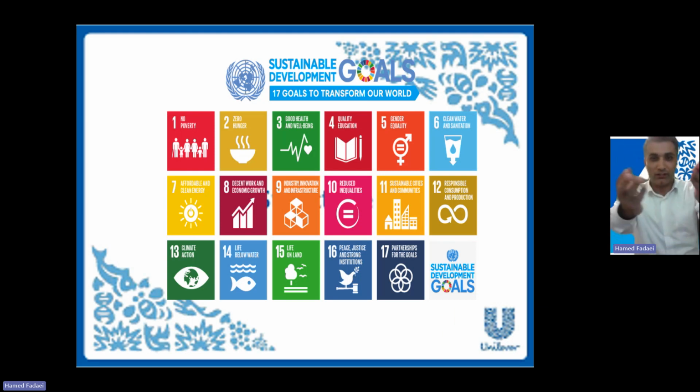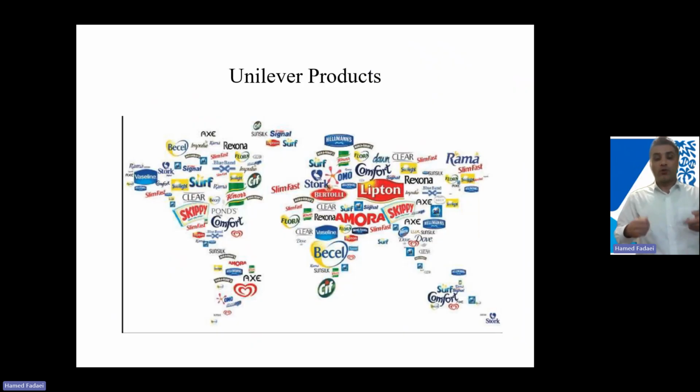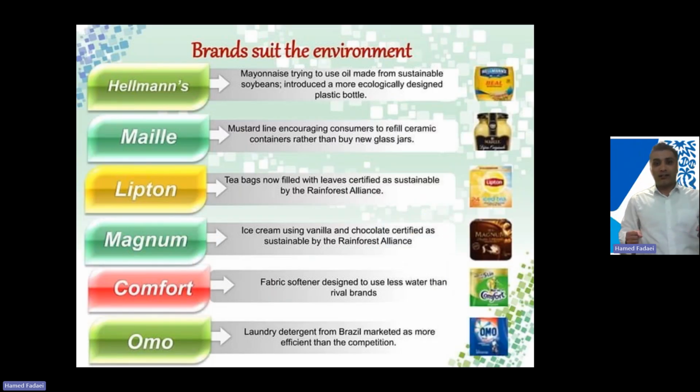And you will see that here on the screen. And then I'm going to talk about the Unilever products. You will see a bunch of products here: Lux, Lipton, Rama, and Pepsodent and Vaseline here, and Comfort and Clear. They produce lots of products here, and lots of companies here. And brand suite environments, you know, Hellmann's, Domestos, Lipton, Magnum, Comfort, and Omo.